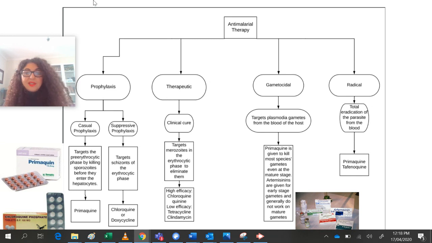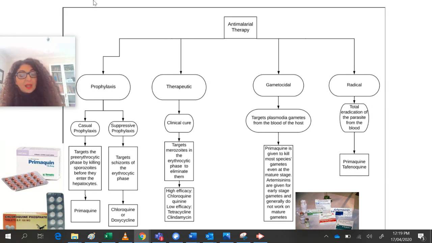Now, the next one is the gametocidal. And given by its name, it obviously means to kill the gametes. What it will do is target the gametes from the blood of the host. So remember we said, when we were looking at the erythrocytic phase, that the gametes would be formed inside the red blood cell. Well, something like primaquine is actually able to kill most species' gametes, even when they're at the mature stage.